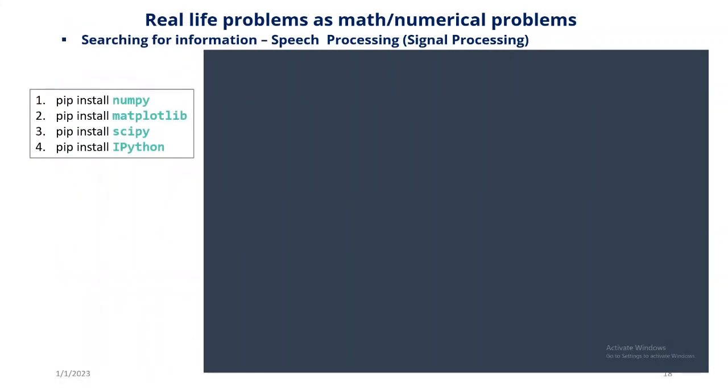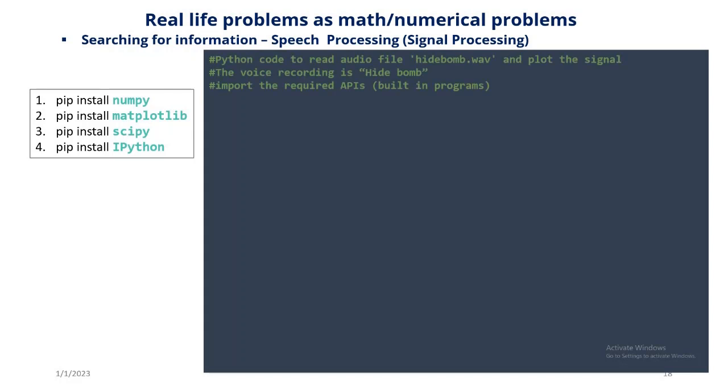So in this code, we are going to use Python to plot the graph of what we recorded, the audio we recorded. Now, I am not expecting you to understand this code. It's just to show what you can do with Python. This is not a signal processing course, so you are not expected to understand this code at all, but just understand what you can do with Python in signal processing. So this Python code reads the file hidebomb.wav and then it plots the signal. The voice recording is hidebomb.